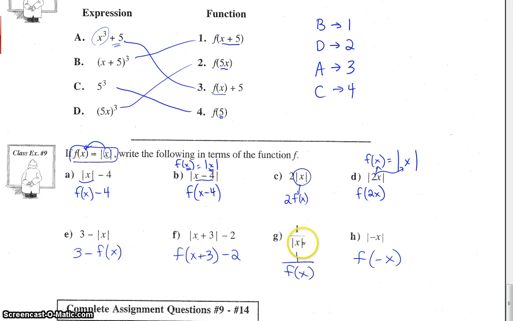All right, now this one's a little weird, but it's actually fairly straightforward. Absolute value of x on the bottom, that means that can be f of x, so 1 over f of x is your answer. And then finally H, absolute value, but instead of x inside, we have negative x. So in f of x, instead of x, we have negative x. So our answer would be f at negative x.